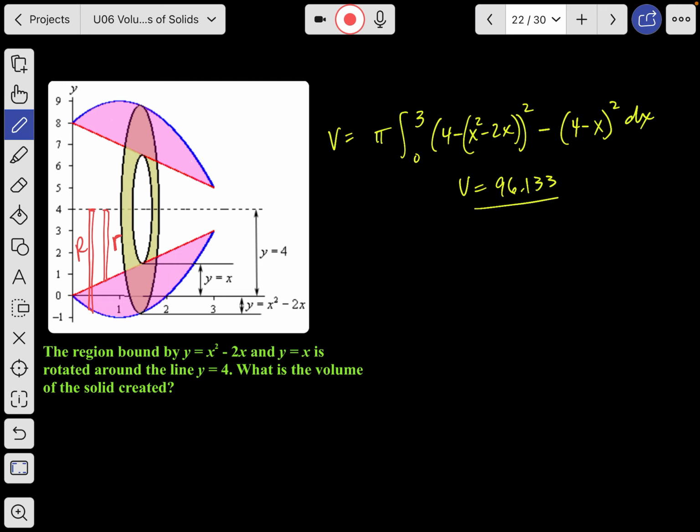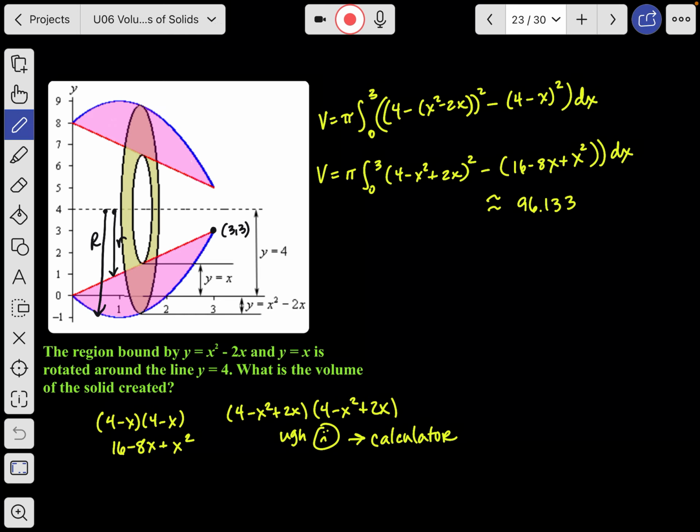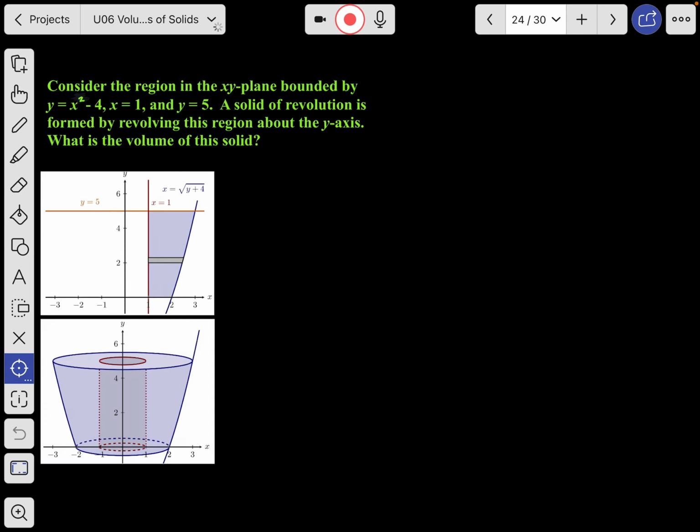So my volume here. If you're going to use a calculator to evaluate, I would not simplify, I would just stick it in just like that. And here it is. And you can see here's where I did the distributing of the second binomial to get that. You can distribute this if you wanted to expand this out, but I didn't.